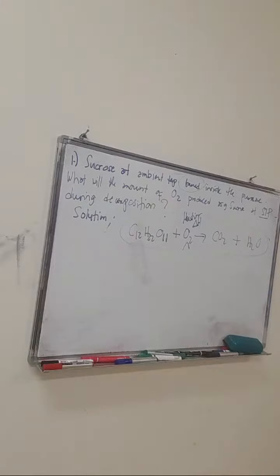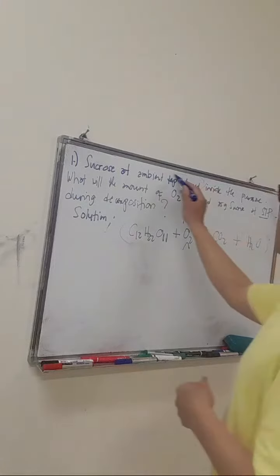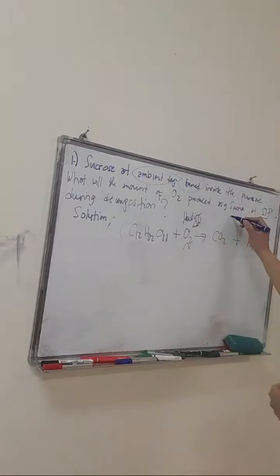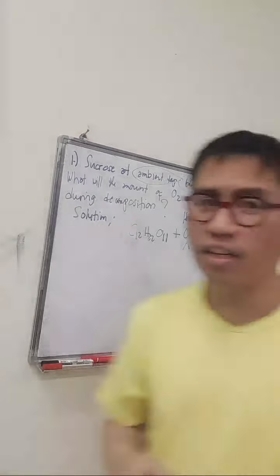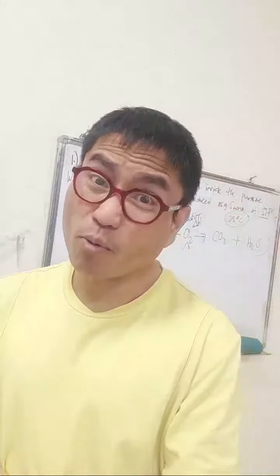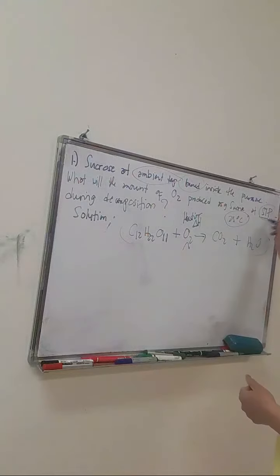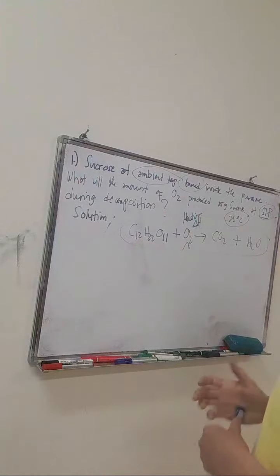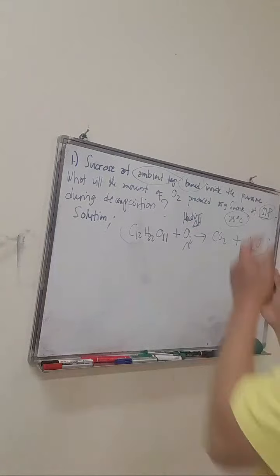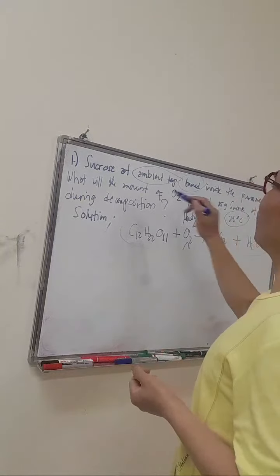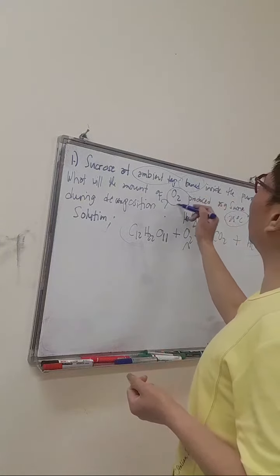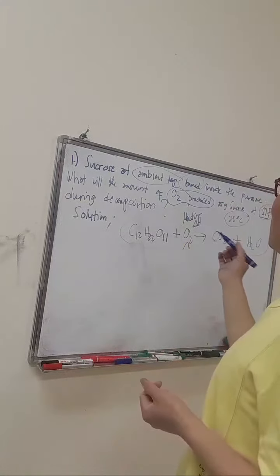The temperature is ambient, so in theory it could be 25 degrees Celsius. And standard pressure, STP. Now, you also compute what will be the amount of oxygen.